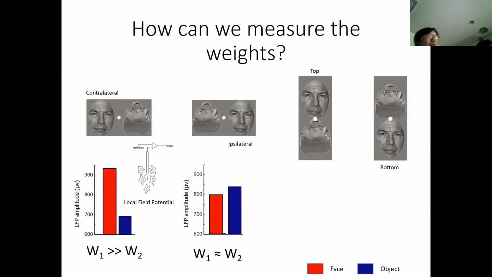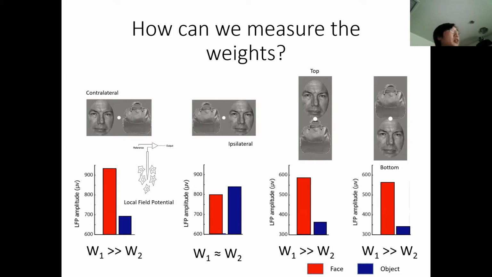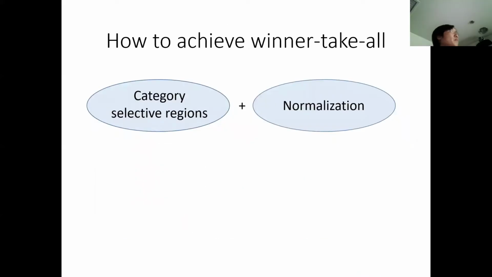Now when the face is in the ipsilateral side and the object in the contralateral side, their weights are similar. That's why we observe a weighted averaging model. Such a difference is because neurons in IT cortex still retain a strong contralateral bias. In the vertical configuration, LFP can also explain the observed winner-take-all behavior. So that's why category selectivity plus normalization gives you the winner-take-all behavior.